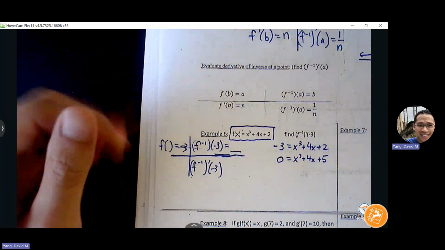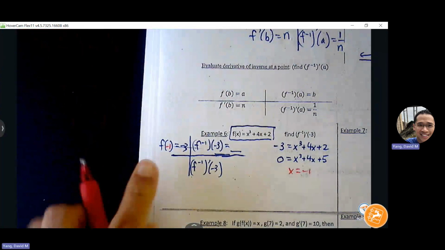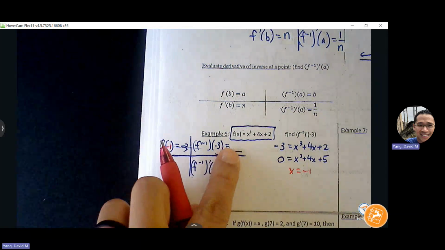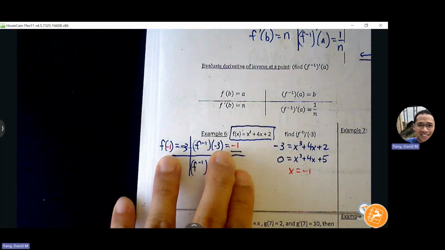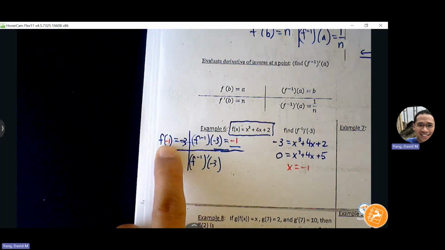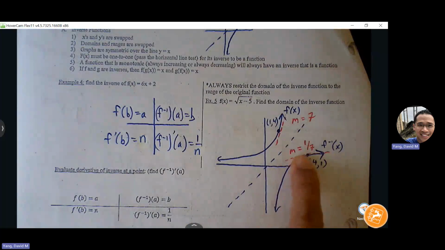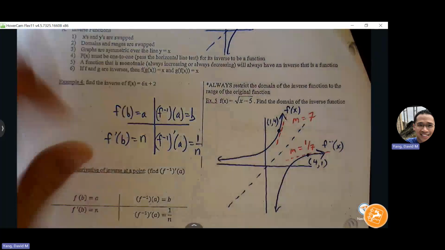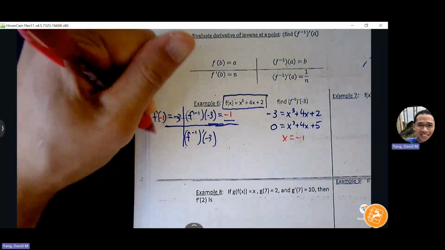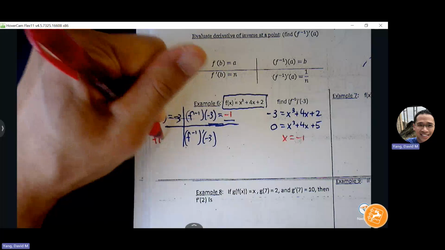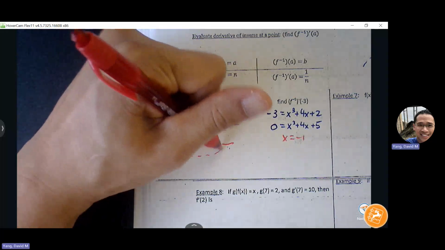So x is -1. So -1 is the x value of my function, and -1 is the y value of my inverse. So I've established my ordered pair relationship. There's an ordered pair of (-1, -3) on the function, and on the inverse it's going to be (-3, -1). We know that they are different points. So we're going to fill out the bottom left here. If I can find f prime of -1, then this slope will lead me to my answer.